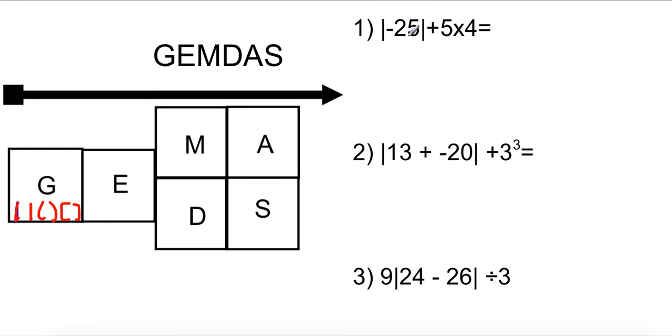So in our first example, what we're going to do is we're first going to take the absolute value of negative 25, which you should know is just positive 25. I'm going to bring down everything else.